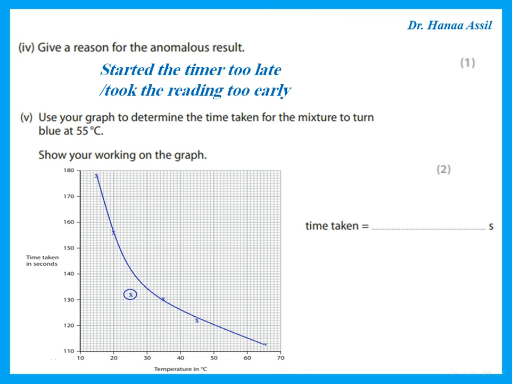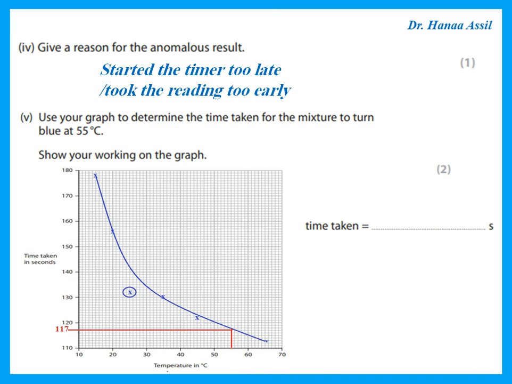Then he says, use your graph to determine the time taken for the mixture to turn blue at 55 degrees Celsius. So where is 55 degrees Celsius? He wants to know what was the time at 55. So you draw a line from 55 going up to the curve. Draw a horizontal line to determine the time. So according to this graph, the time taken is 117 seconds.